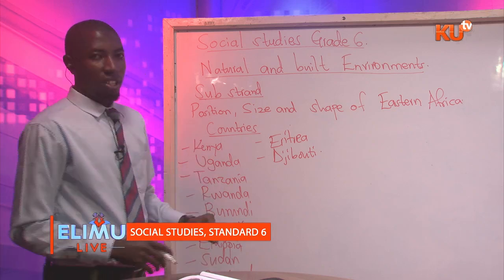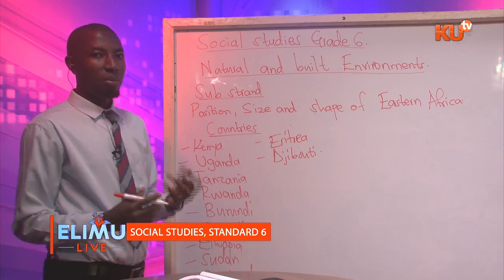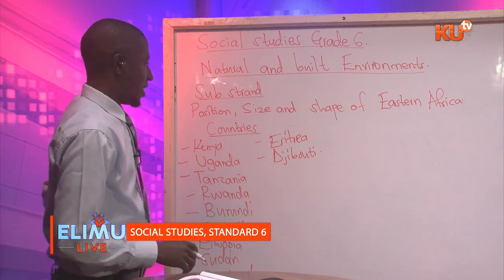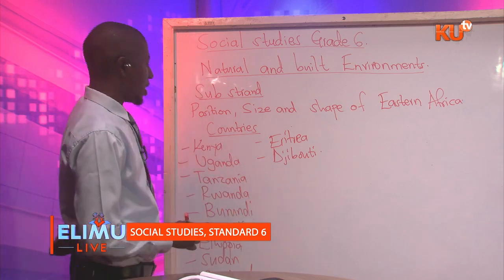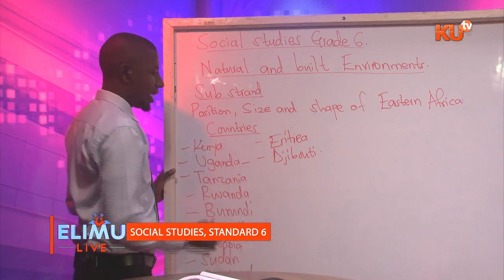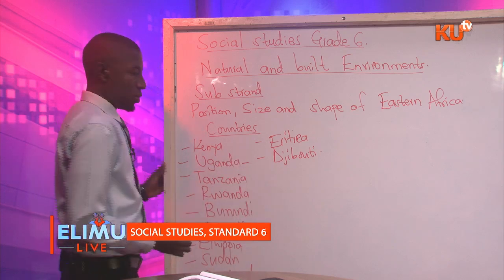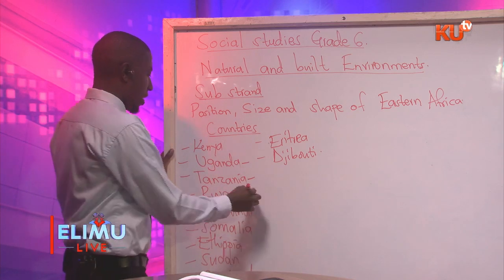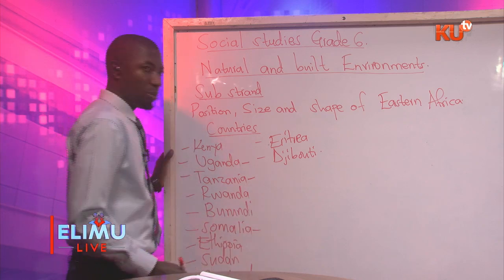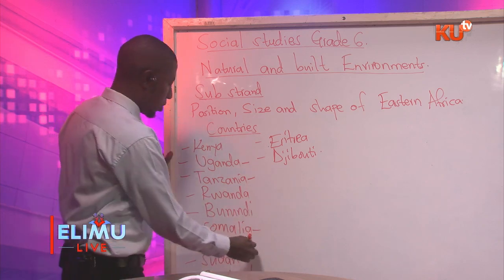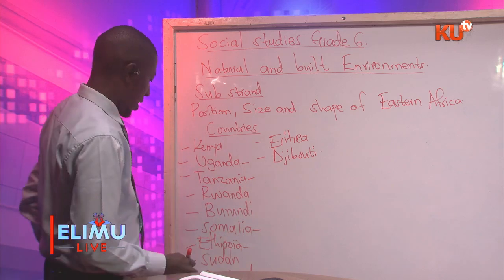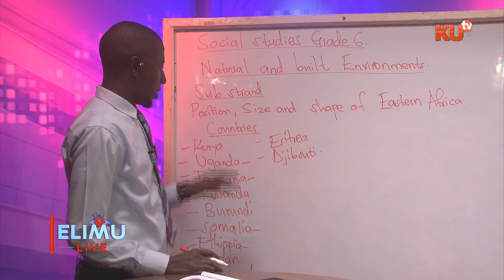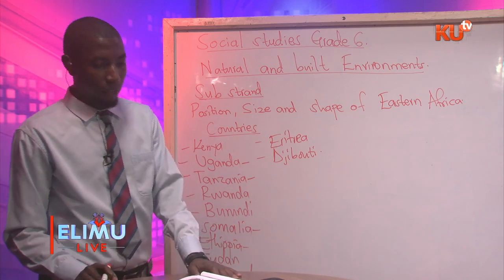Now, there are some countries that are Kenya's immediate neighbors, and there are others that are not immediate neighbors of Kenya, but they are found within the region. The immediate neighbors of Kenya are Uganda, which borders Kenya to the west. We have Tanzania, which borders Kenya to the south. We have Somalia, which borders Kenya to the east. And we have Ethiopia, which borders Kenya to the north. And finally, we have South Sudan, which borders Kenya to the northwest. Those are the immediate neighbors of Kenya.